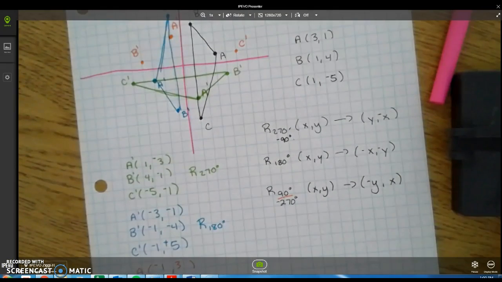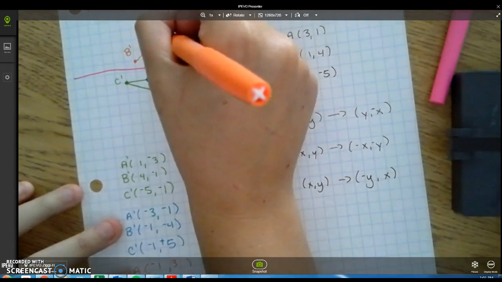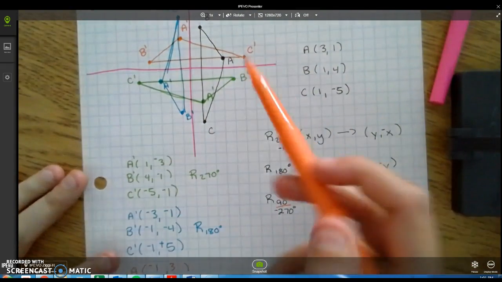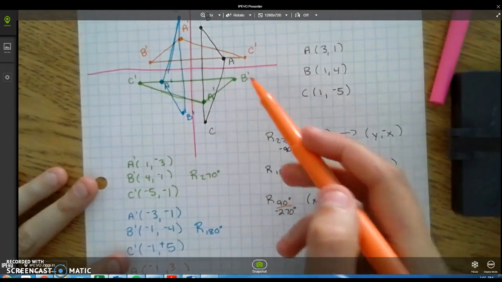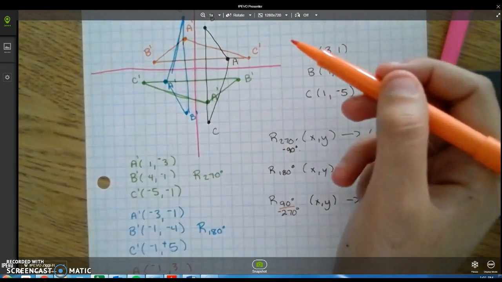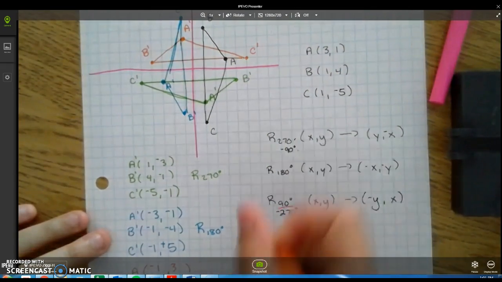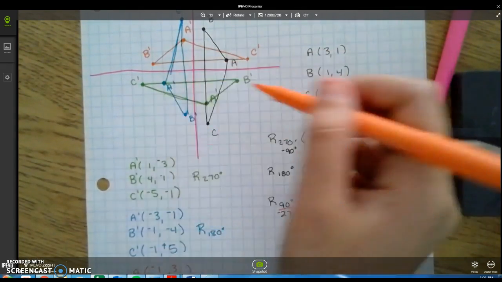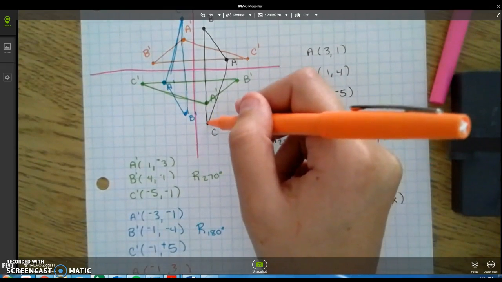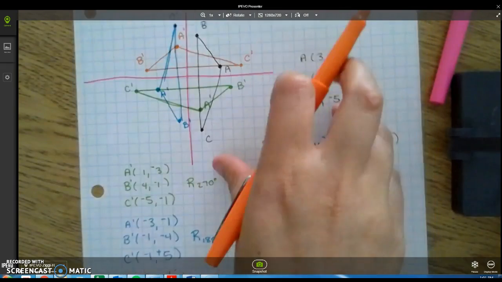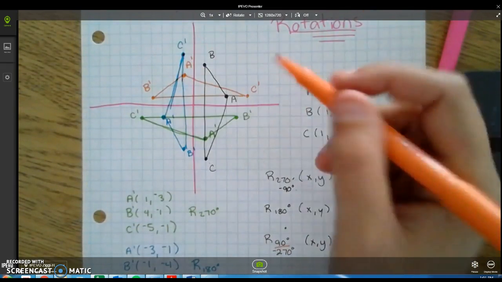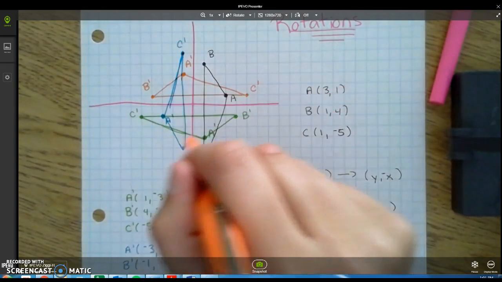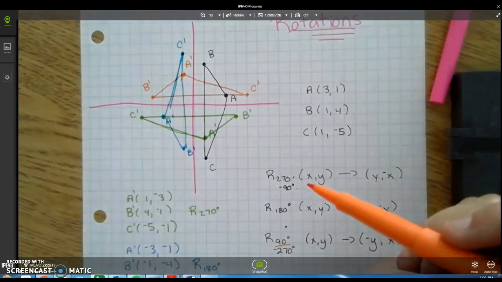So let's go ahead and connect those points. And as you can see, I've got a rotation of 90 degrees right here, which would also be the same as 270 that way. I've got 180 degrees, so it's across from it, but upside down. See how C is down here, here, and up here, here. Down, up. And then I have a rotation of 270 degrees, or negative 90.